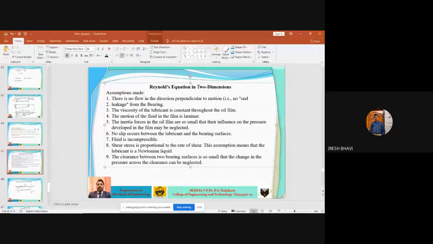Okay? We'll be deriving the Reynolds equation in 2 dimensions because we are considering that the flow in the z direction is 0, that is, the flow perpendicular to this plane is 0. And so we can use the Reynolds equation in 2 dimensions. Okay? So these are the assumptions made in deriving the Reynolds equation. Now let us discuss one by one what the assumptions are and what they imply.